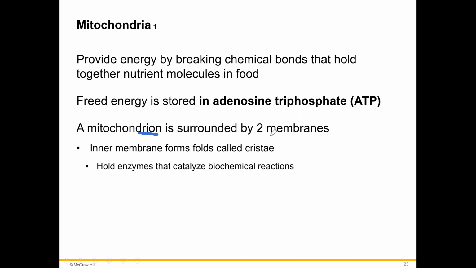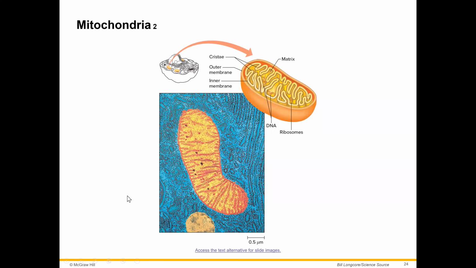Mitochondria are surrounded by two membranes. Now look, mitochondria is plural, mitochondrion is singular. Each mitochondrion has two membranes. Inner membranes form folds called cristae that hold enzymes and catalyze biochemical reactions. Very important organelle. Here you can see the electron micrograph. This is not real color, but that's a mitochondrion. And you see those folds called cristae. So that's the inner membrane of the mitochondrion.